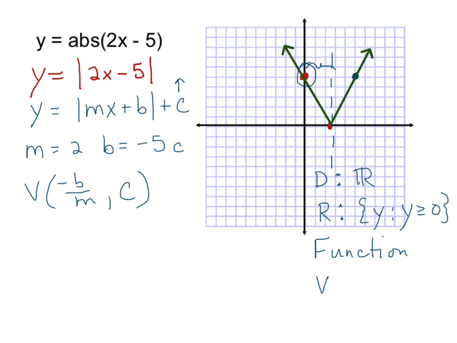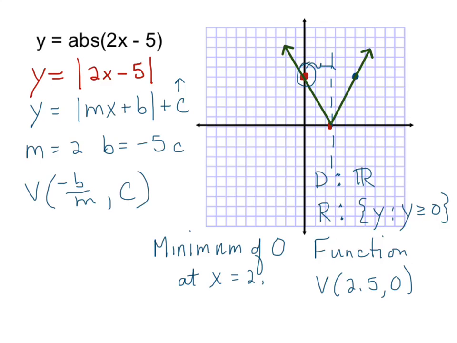Vertex, we've already found that. That's at 2.5, 0. It has a minimum. The minimum of the function is the lowest y value it goes to, so we'd say its minimum is 0, and that occurs at x equals 2.5. Okay. And I think that covers it.